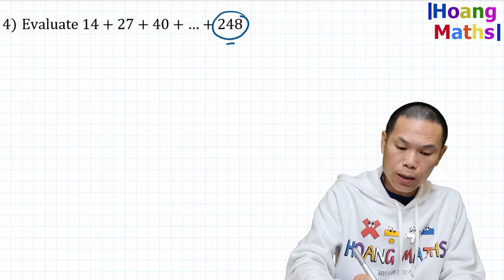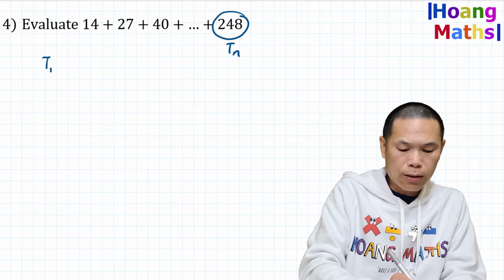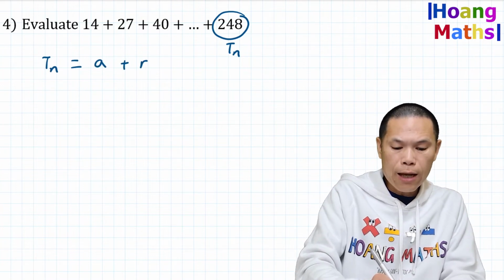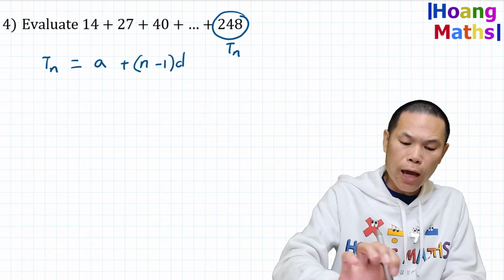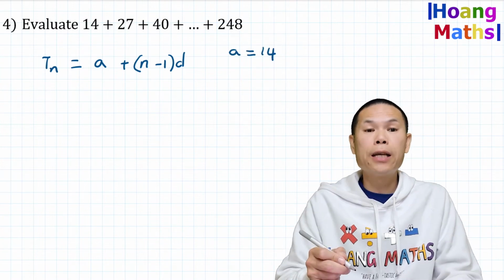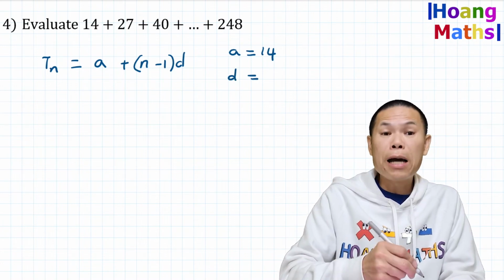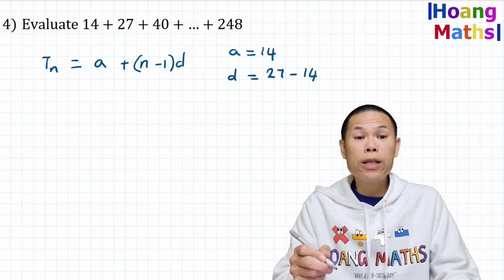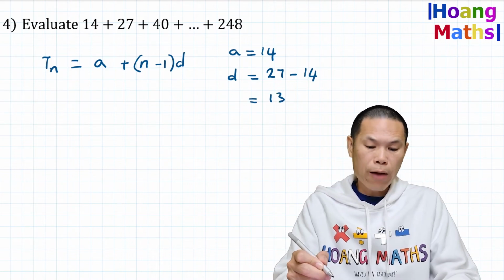So this is T of n, and we need to find n. The formula for the nth term of an arithmetic series is a plus n minus 1 times the common difference, that is d. We know a is 14, the first term, and for the common difference I just use 27 minus 14, which gives me 13. So now we have the common difference.